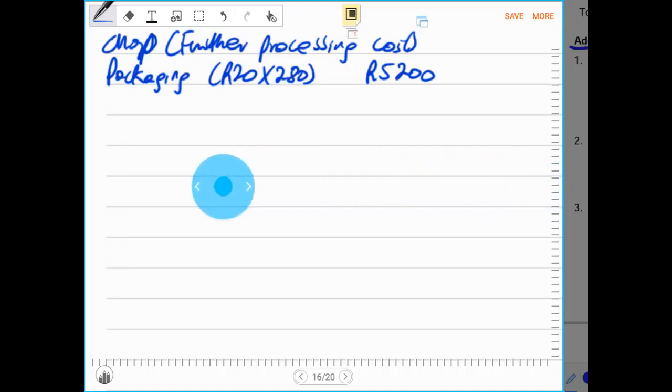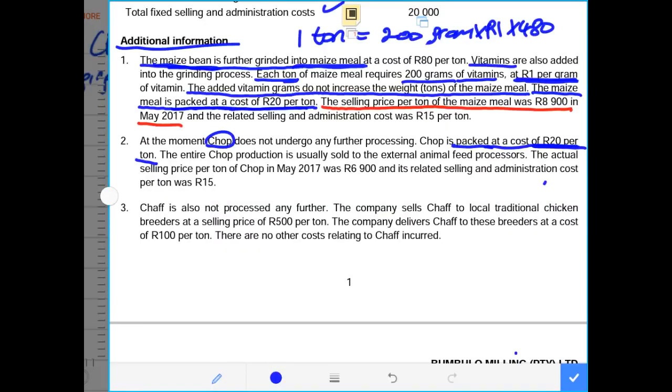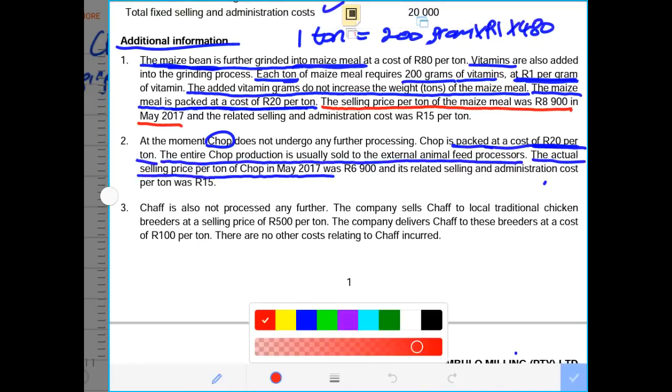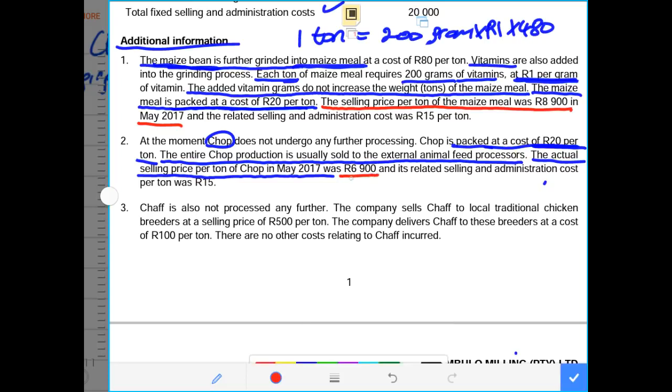So now let us check again which other cost was incurred, if there is any. They say the entire chop production is usually sold to the external animal feed processor. The actual selling price per chop in May was 6,900. I want to take note of the selling price because we'll need that selling price. I want to underline that one in red as I underlined the previous one with the red color.